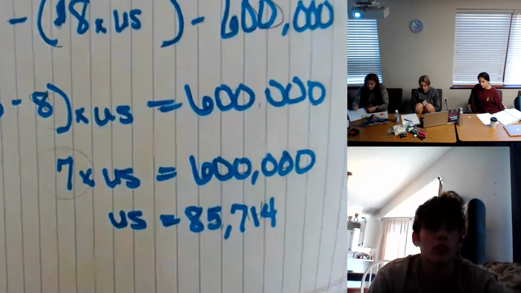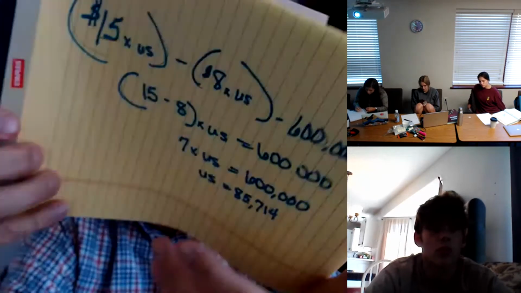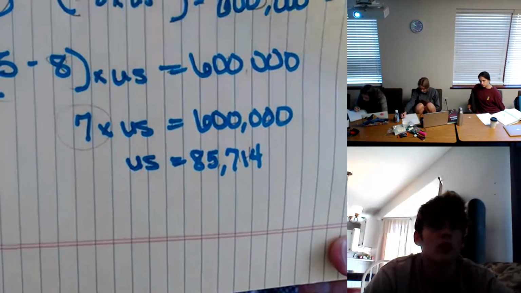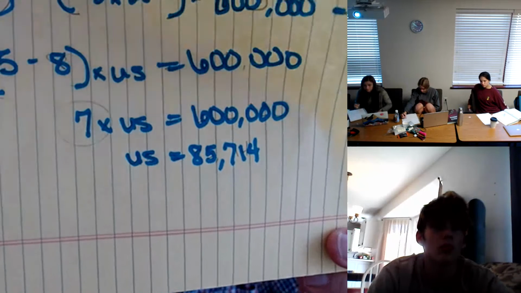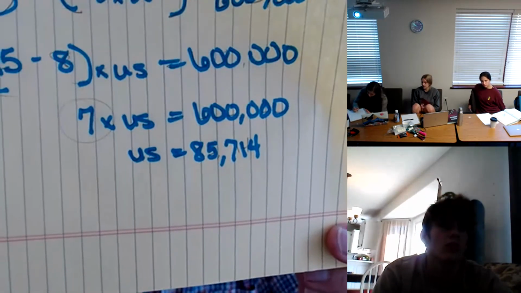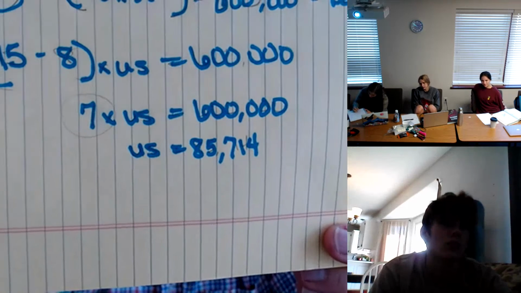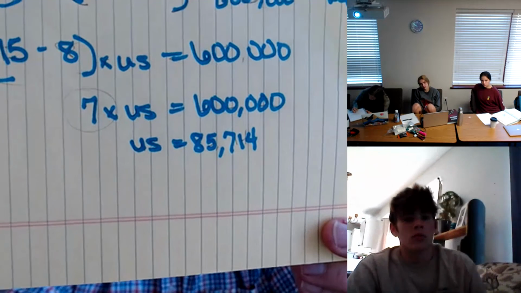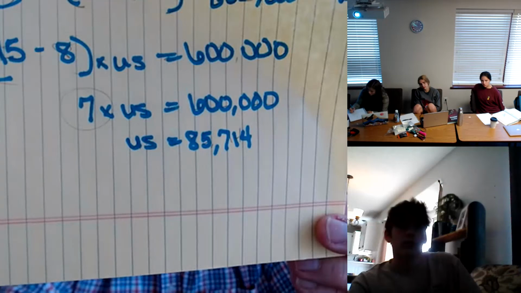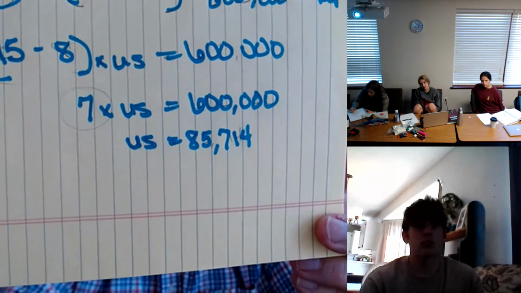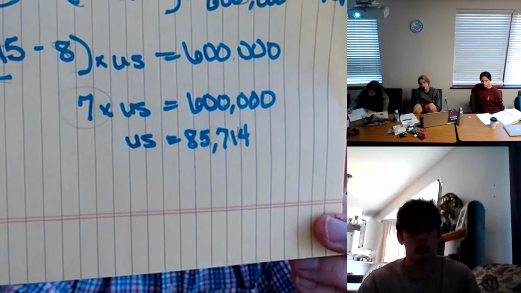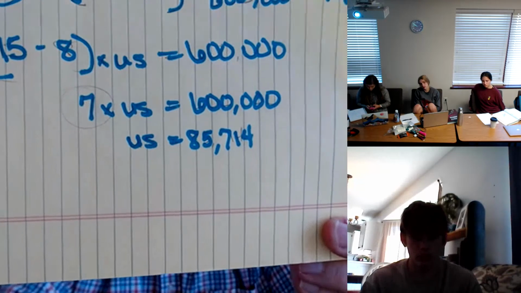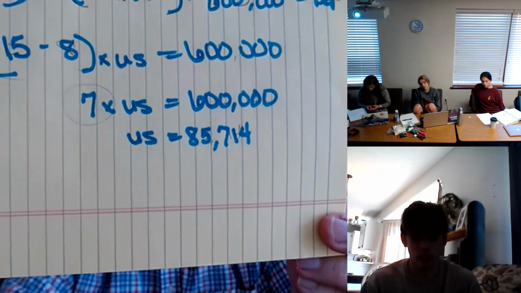So if we actually do the math, then it's 7 times the units sold equals the 600,000. So for our units sold, we have to move the 7 to the right side. Since we're multiplying it on the left side, to get it to the right side we have to divide, right? So we take our fixed cost, the 600,000, divided by the 7. So in order to break even, we have to sell 85,714 pizzas in that year.